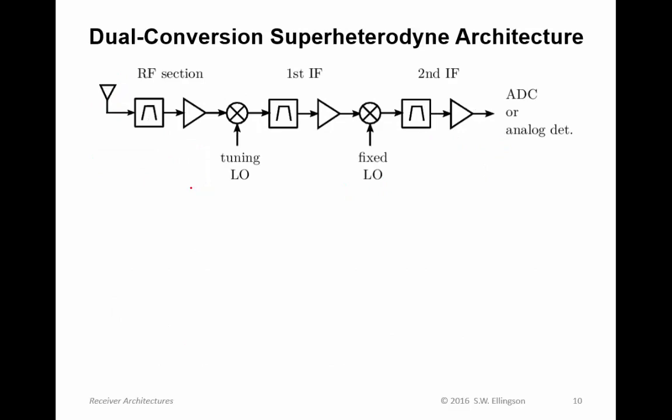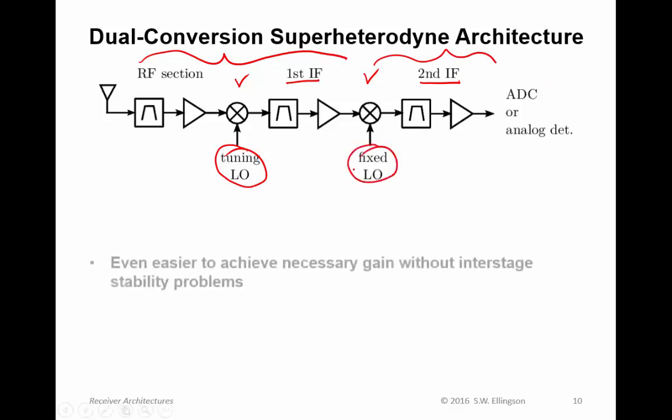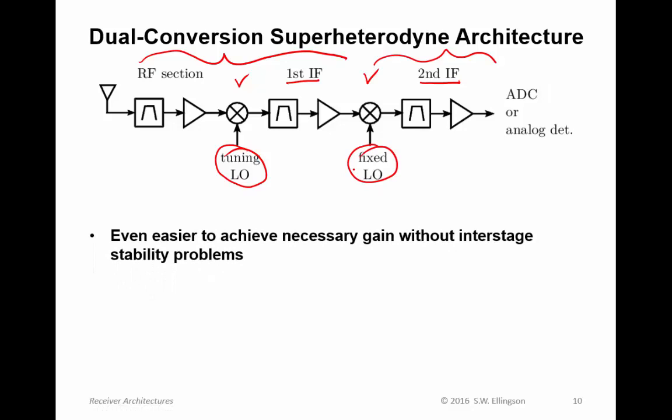So in dual conversion, we have two frequency conversions, two IFs. The first IF we land at using a tuning LO, so this much looks very similar to a single conversion superhet, but then we do one more conversion to get to the final output frequency, and that can be done with a fixed LO. This makes it even easier to achieve the necessary gain without interstage stability problems. Why? Because now we have three stages over which to distribute the gain that we need.